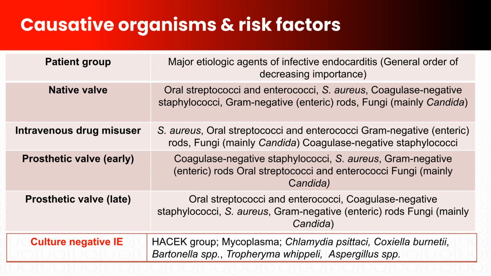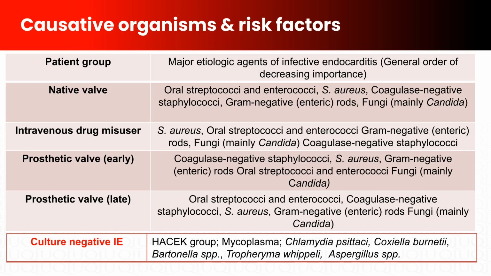For early prosthetic valve endocarditis, occurring within 60 days of surgery, coagulase-negative staphylococci are most common, reflecting perioperative contamination from skin flora. Then S. aureus, gram-negative enteric rods, oral streptococci and enterococci, and fungi. For late prosthetic valve endocarditis, more than 60 days post-surgery, the pattern resembles native valve, i.e., oral streptococci and enterococci-led, followed by coagulase-negative staphylococci, S. aureus, gram-negative rods, and fungi.